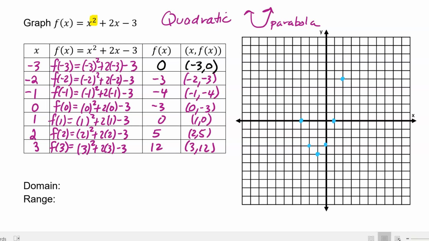So I'm going to stop there. As you can see, it looks like so. Kind of missed that one. So make sure it looks like a U for quadratic equations.